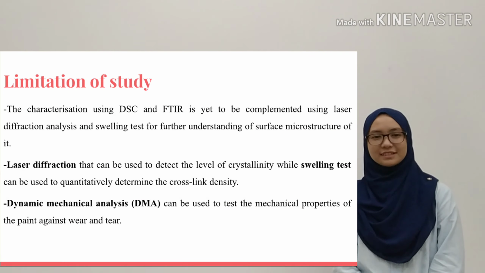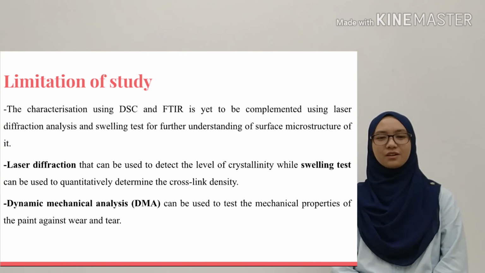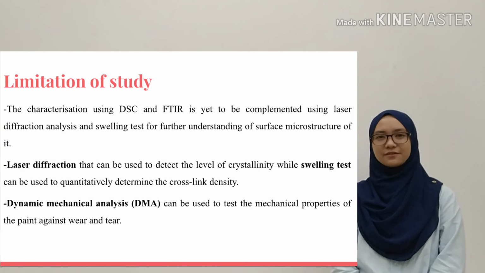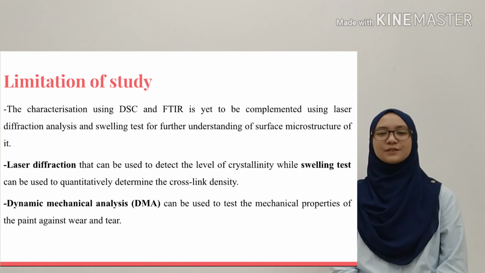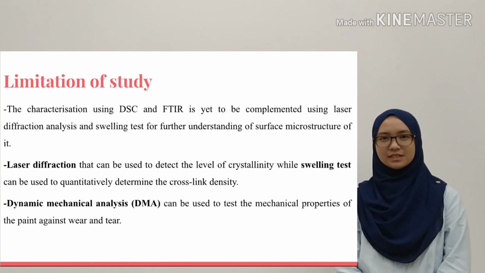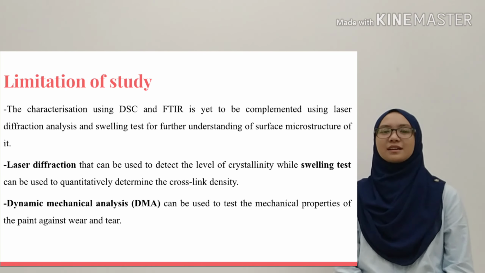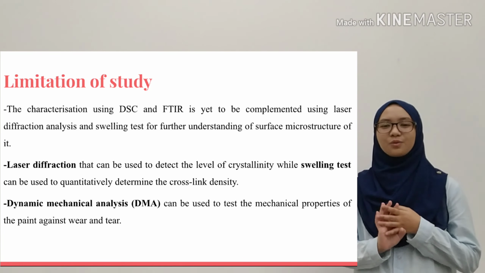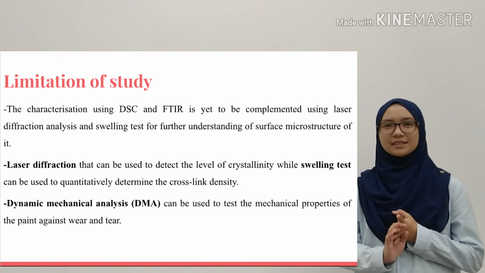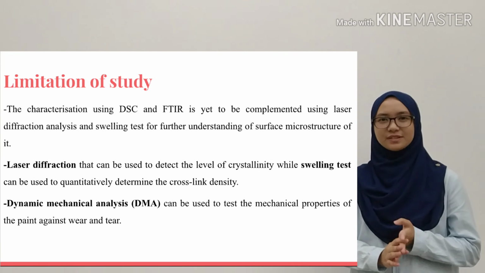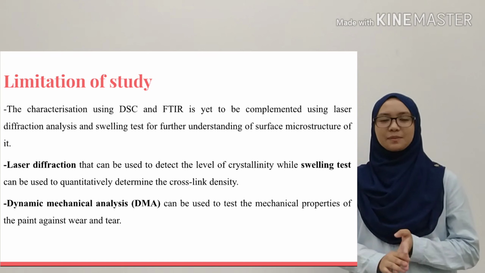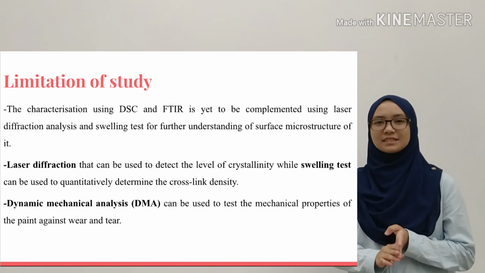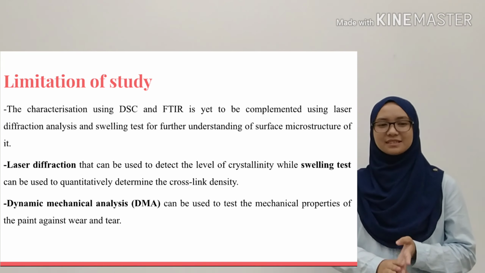For the limitation of the study, the characterization using the DSC and FTIR is yet to be complemented using laser diffraction analysis and swelling. It is for further understanding of the surface microstructure. Laser diffraction can be used to detect the level of crystallinity, while a swelling test can be used to quantitatively determine the cross-linking. DMA, dynamic mechanical analysis, can be used to test the mechanical properties of the paint against wear and tear.